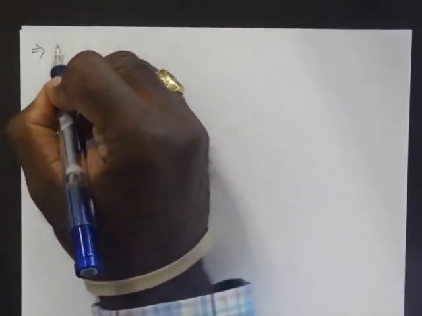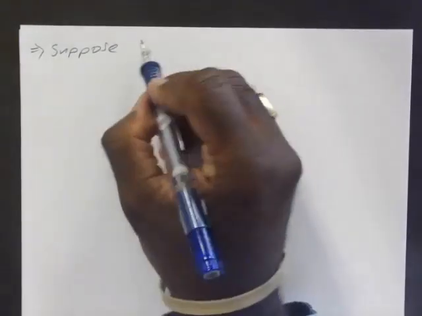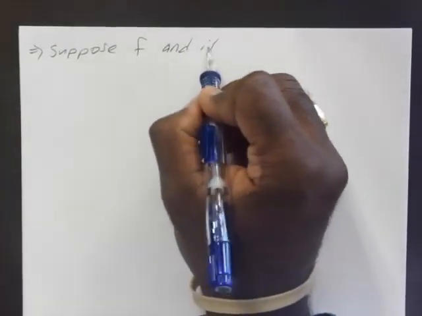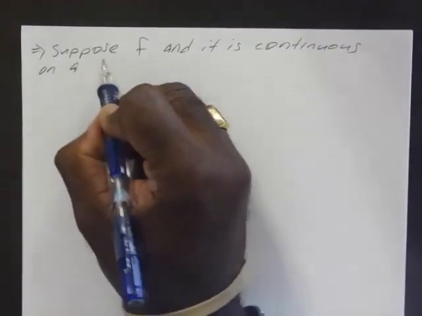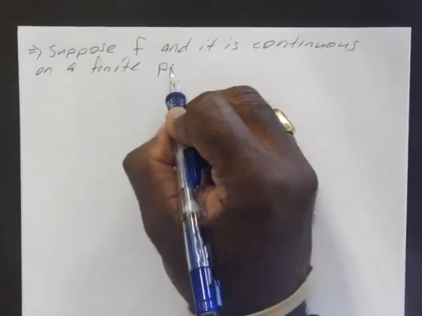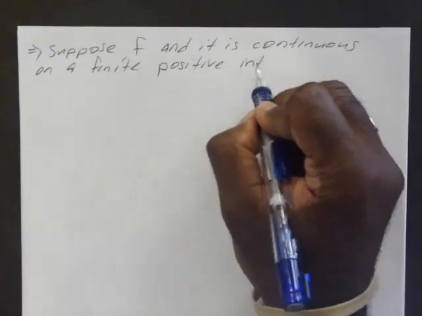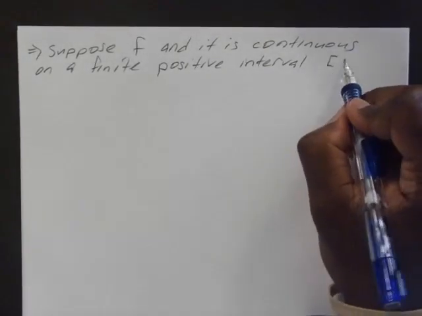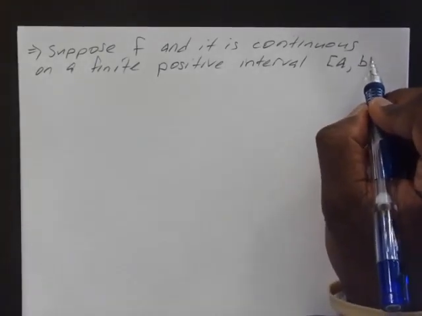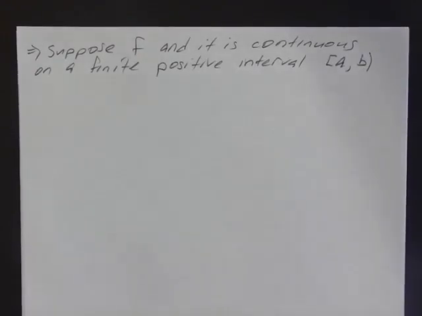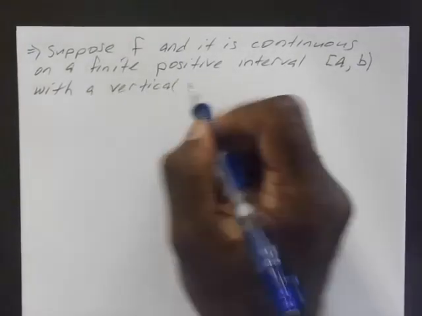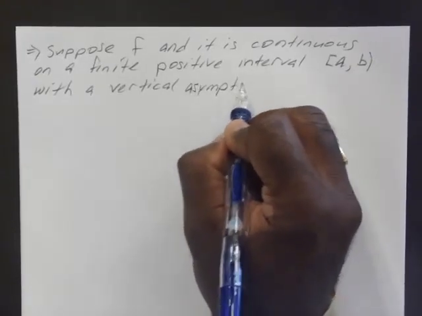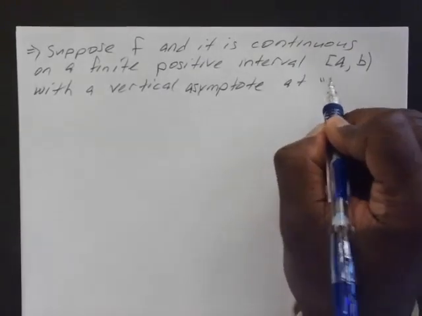Okay. So now let's suppose that we have some function f, and it is continuous on a finite positive interval from a to some value b, x equals b, but not including b. So it has a vertical asymptote at b.